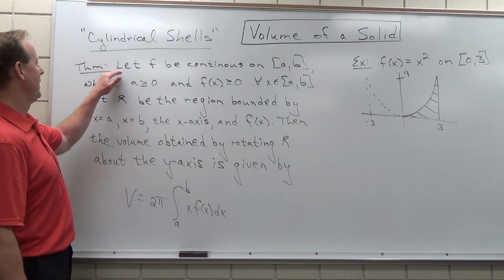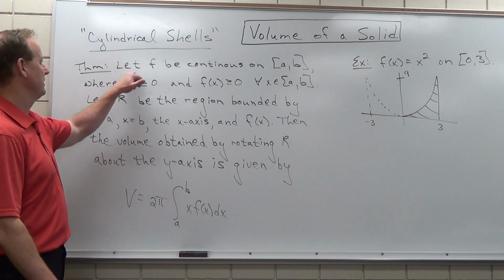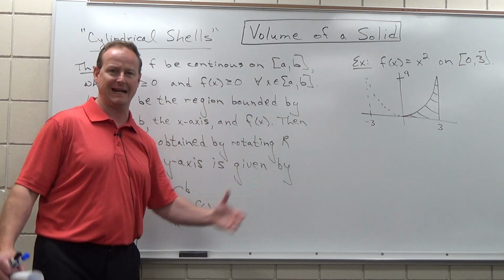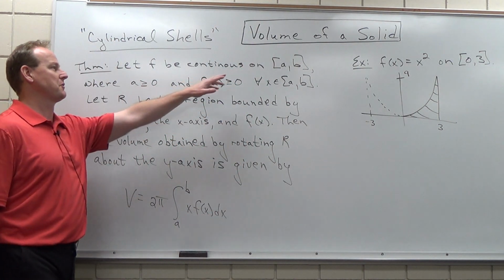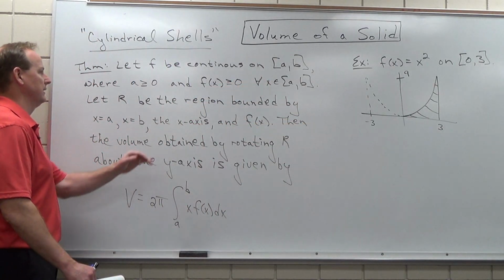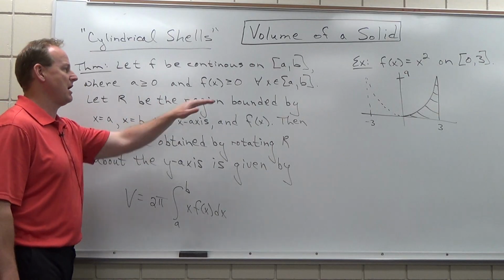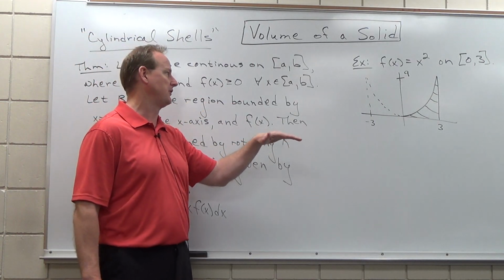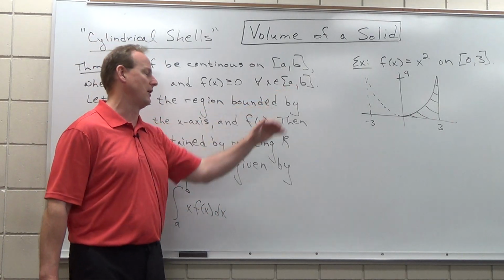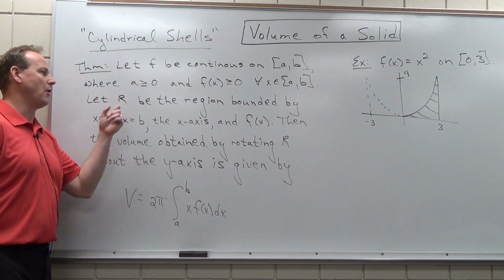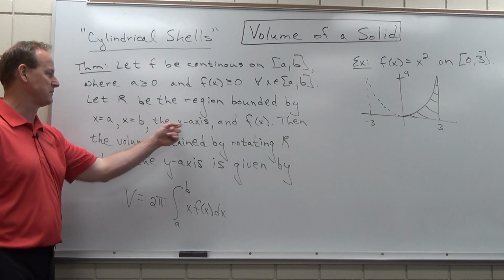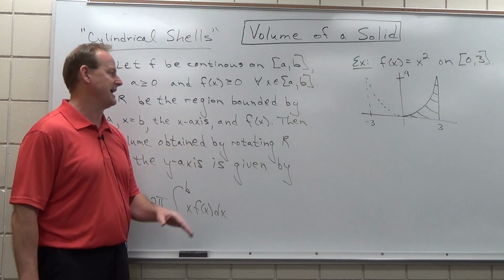And so what we have is a nice little theorem here that says let f be continuous on the closed interval [a, b]. Of course, that means it's integrable, where a is greater than or equal to 0. So we want to be on or to the right of the origin for our closed interval. And we also want f of x to be greater than or equal to 0, so it's on or above the x-axis for all x's in that interval. And so R is going to be the region bounded by the lines x equals a, x equals b, the x-axis, and f of x.